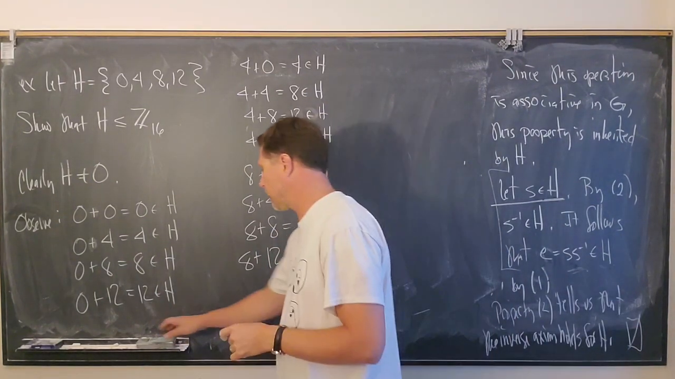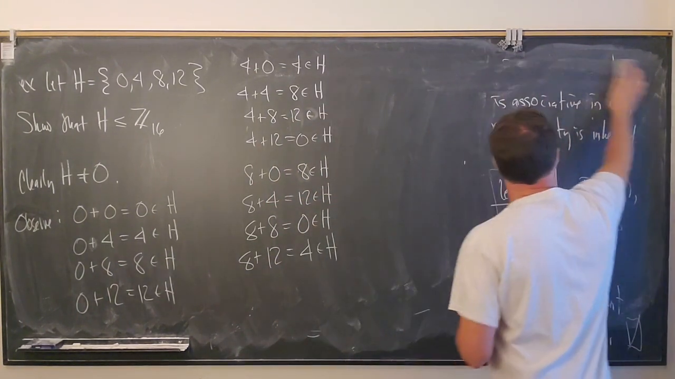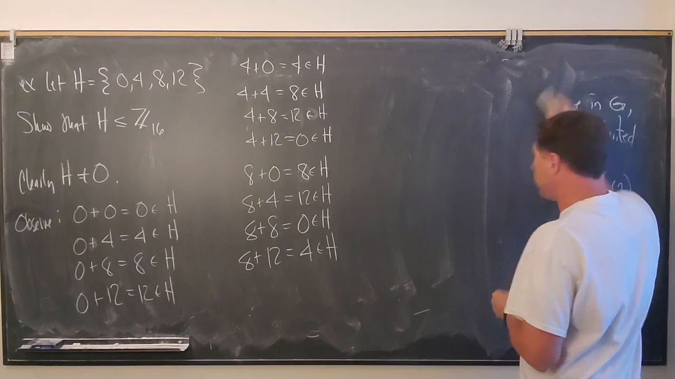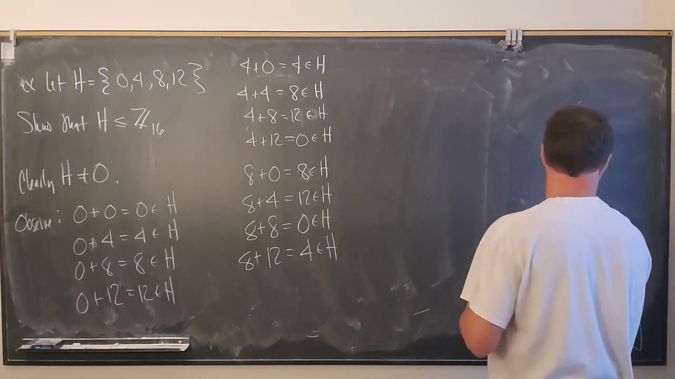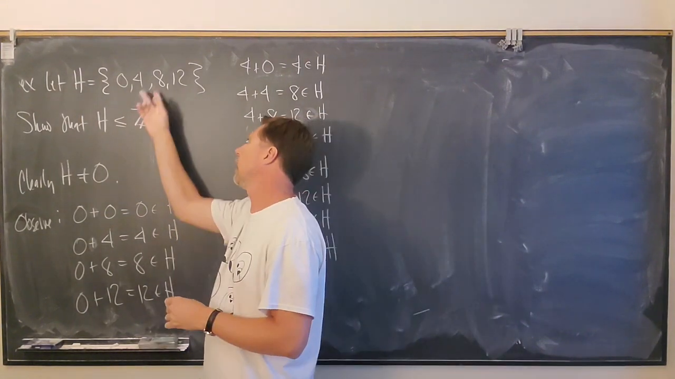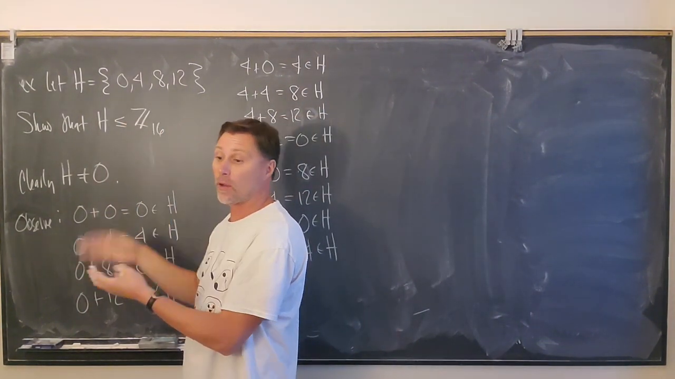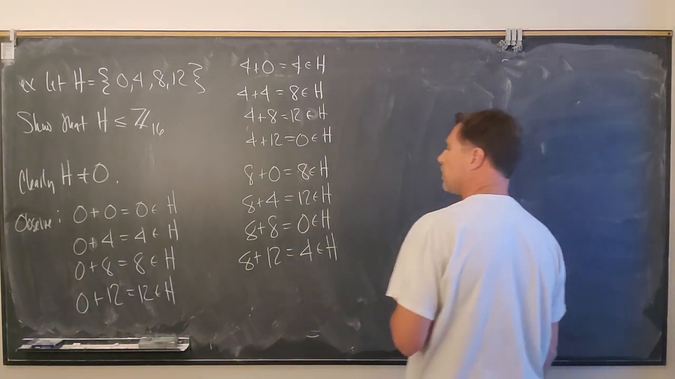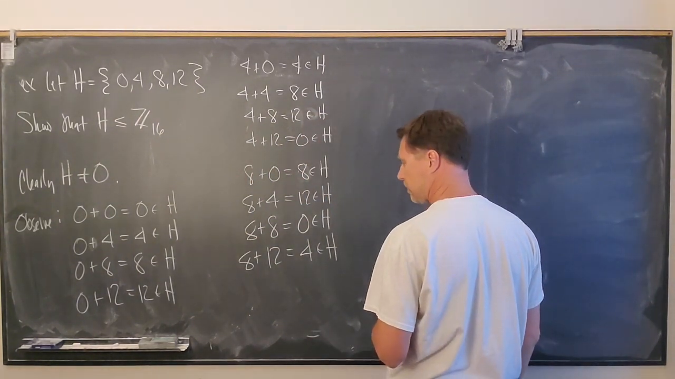I know this is tedious, but I'm just going to be complete in this case since it's only the second example of using the subgroup test. In general, there are times when you're just going to wave your hands and say, look, if you take any two elements in here, add them together mod 16, you're going to get something in there. That's the general idea. But for now, I'm just going to brute force it.